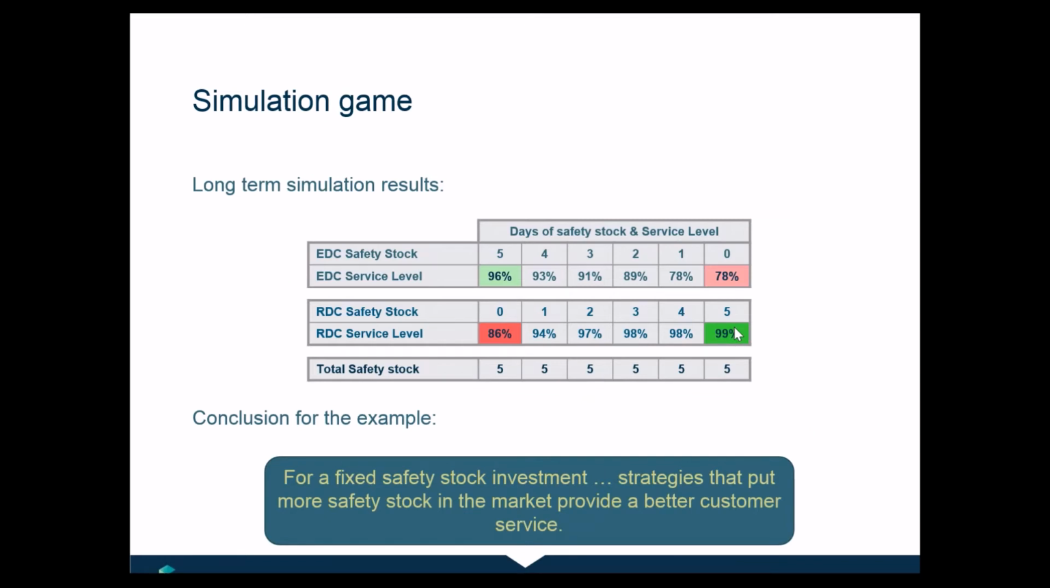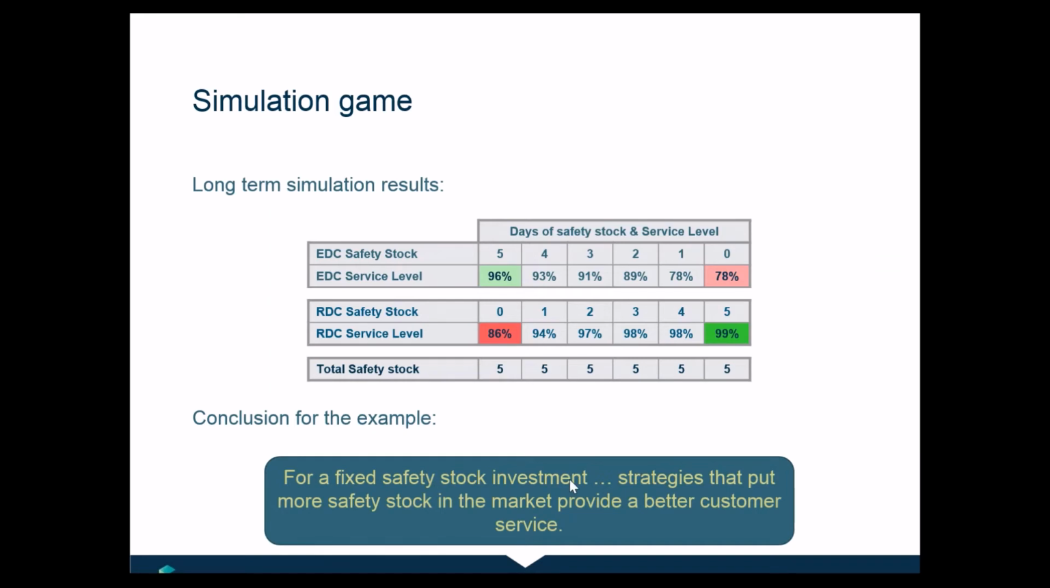So what do we see here? We say, okay, if I want to get to 99% service towards the end customer, and the end customer is delivered from the regional DC, the only way to get there is to make sure that I put all of my safety stock at the RDC level. I need to put the 5 days at the RDC level. If I do the inverse, if I put all of my safety stock at the EDC level, I will have a good service from the EDC to the regional DC, but of course, then I will have no safety stock at the RDC level, which delivers a poor service level towards the final customer.